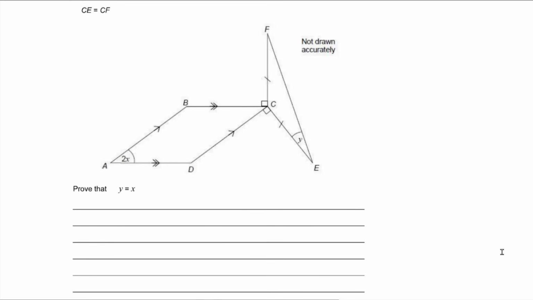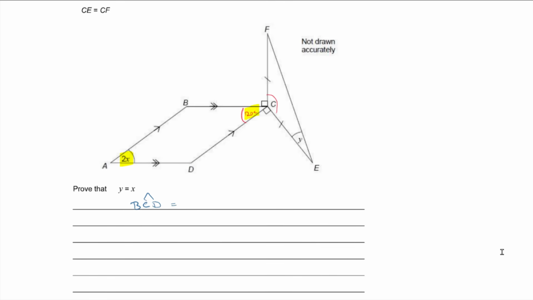And we're told that CD is equal to CE is equal to CF. Prove that y is equal to x. Well, I know that opposite angles in a parallelogram are equal. So that one there must be 2x as well. And I've got 90 and 90 there, so I should be able to work out that angle at C then, shouldn't I?